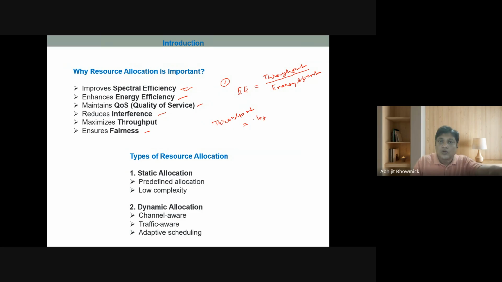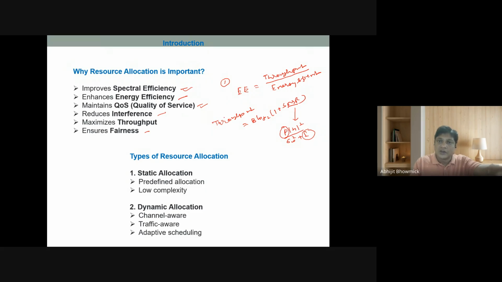Log to 1 plus SNR. When I'm talking about this SNR, that means transmit power for the signal channel square. Already I mentioned all this: some noise is here, and plus interference is also there. So automatically the power allocation comes, interference management comes, okay, channel is there. So if this SNR is good, throughput would be good, automatically quality of service would become best.